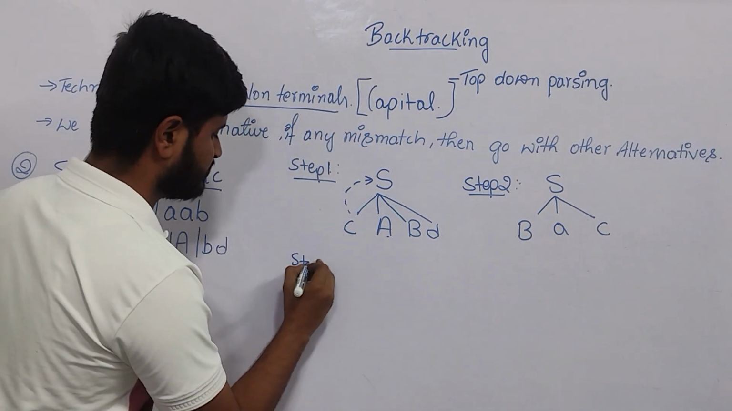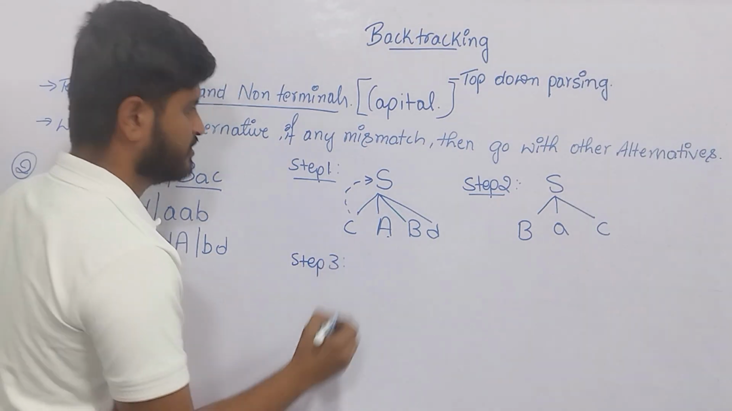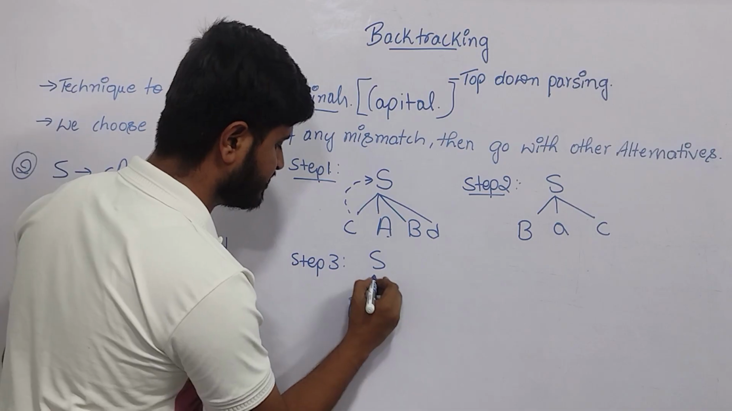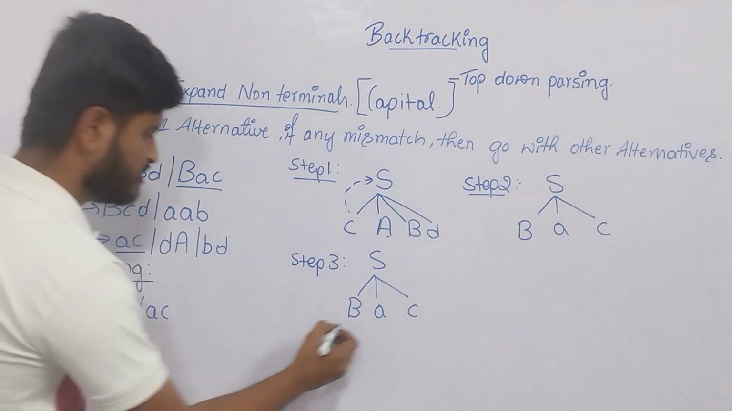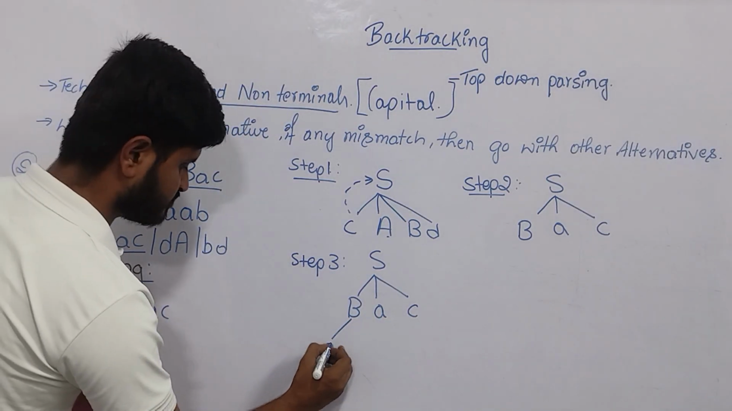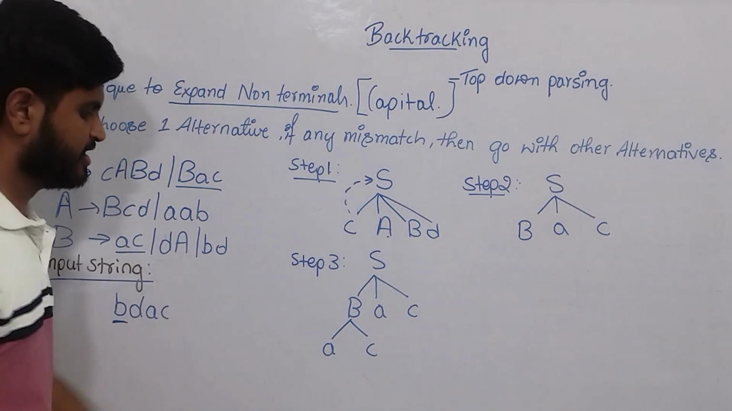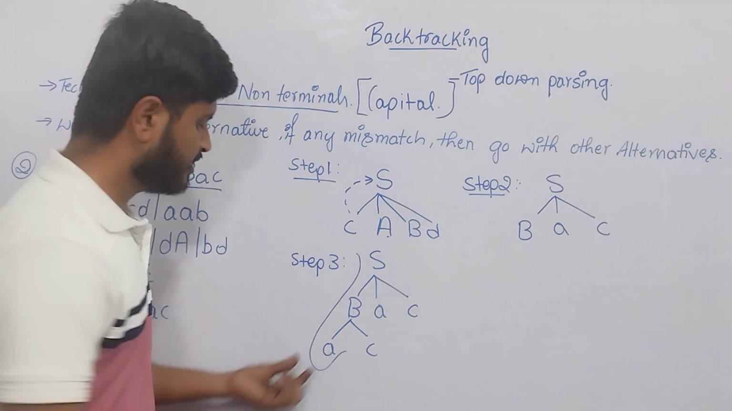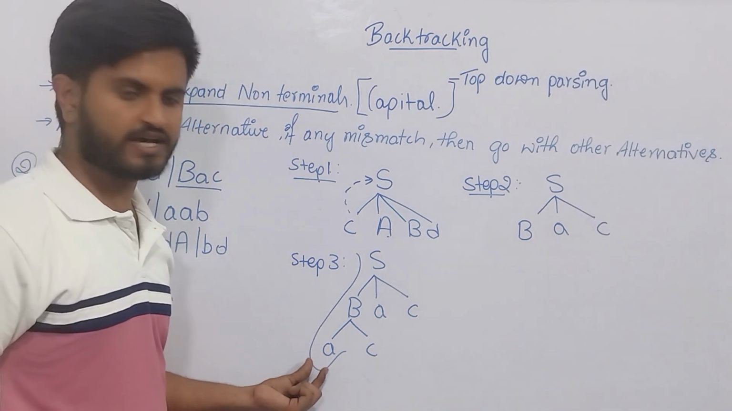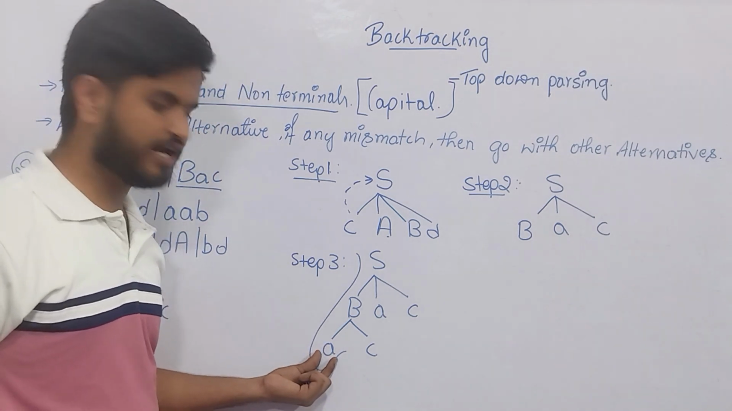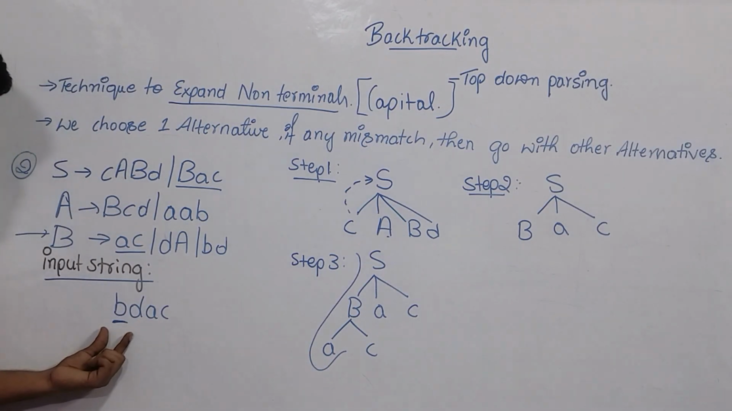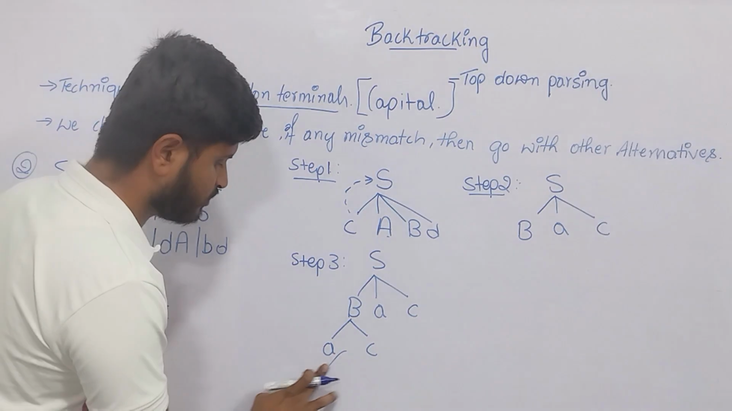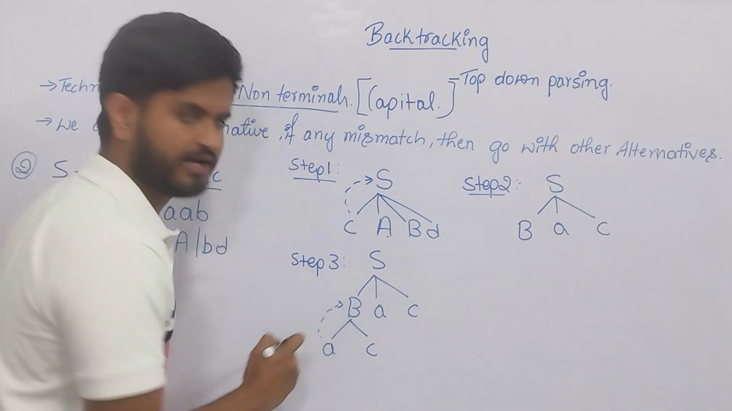Next, step number 3. So S will be the same, capital letter B, small letter a, small letter c will be the same. So here I will expand using small letter a and small letter c. Since these both are small letters, when I travel from the left-hand side, it will come first as the leaf node. So small letter a is first, but in the input string I need small letter b. So this is not the answer I want. So what I will be doing? I will be backtracking again.